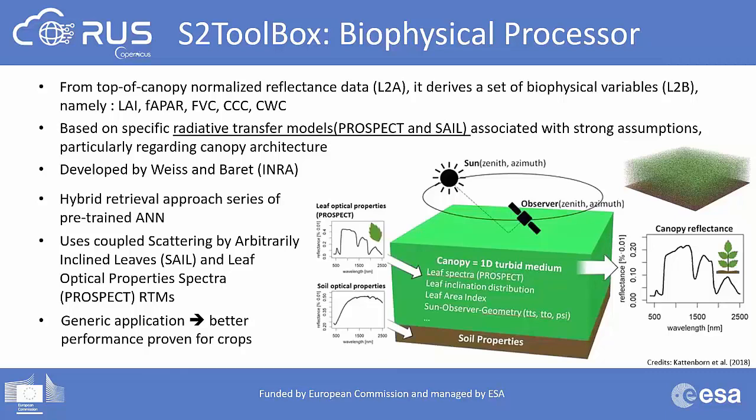Generally, in literature, you can find that the performance of this algorithm is much better for canopies that are more representative of this turbid medium, which are, for example, various crops. In the references at the end of this presentation, you can find the links to the algorithm theoretical base document, where you can find all the details.